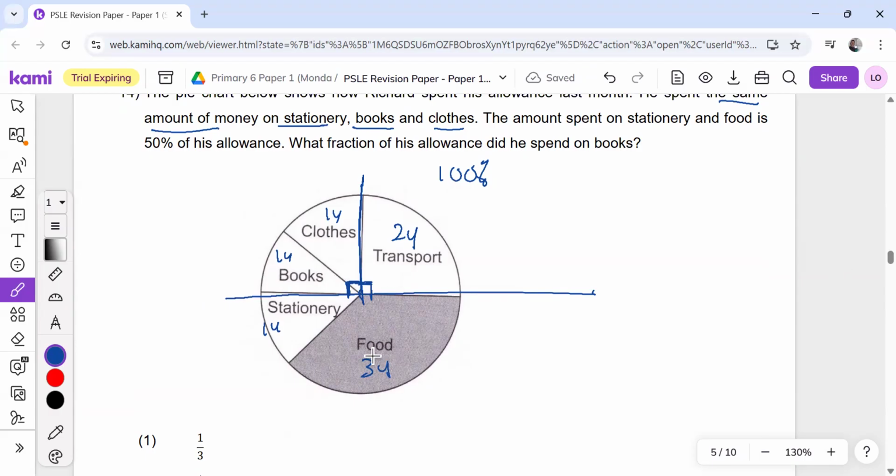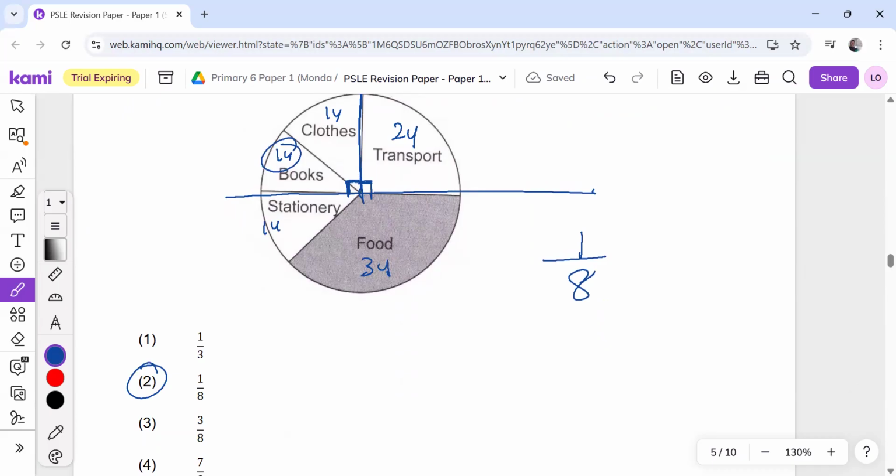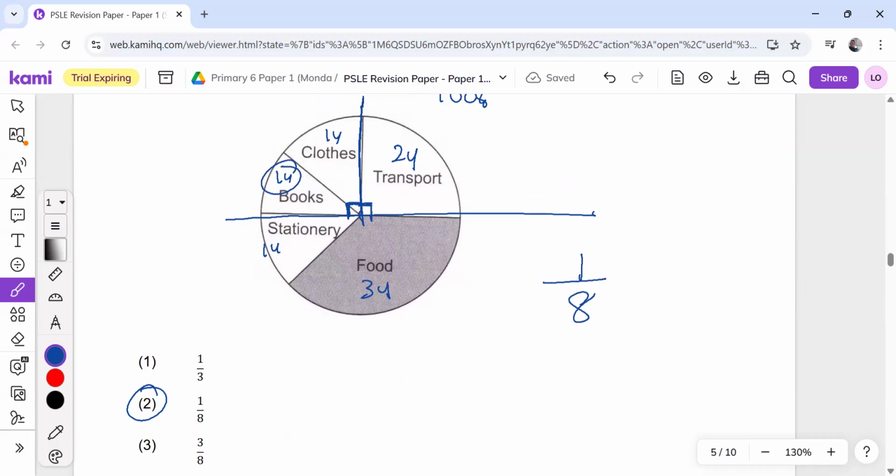All right. So your food is 3 units. Now can you get the fraction? What fraction of the allowance, which is all the money, was spent on books? So books is how many? 1 unit. So 1 over 8. So I actually used units to get the answer. See? So that's how you do it.